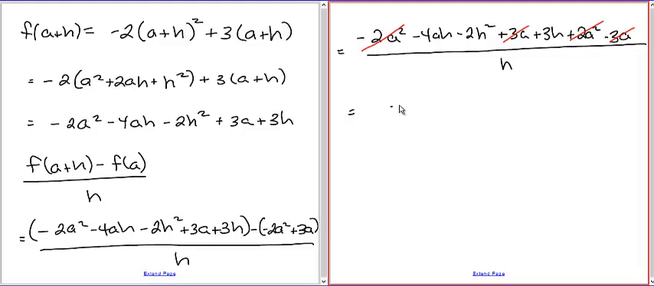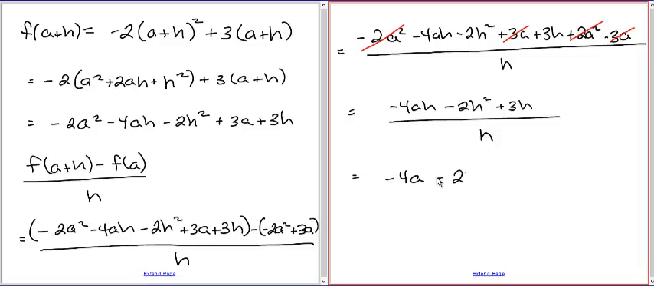So what we're left with is the terms that have at least one h involved. Sometimes we have squareds. Because what we're trying to do is to divide this h out, these ones that don't involve h have to cancel out, or we're going to be in trouble. So then you divide each one of these terms by h. So you get negative 4a minus 2h plus 3, because this h cancels out with that h.